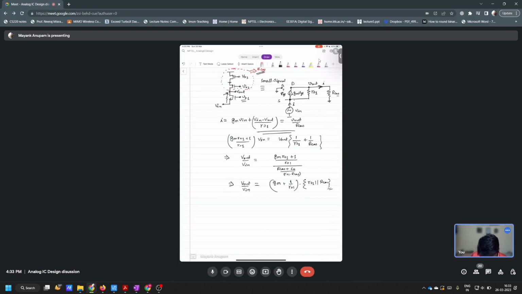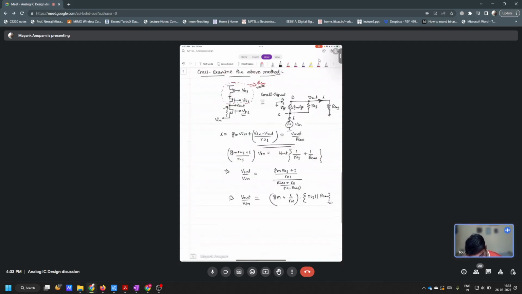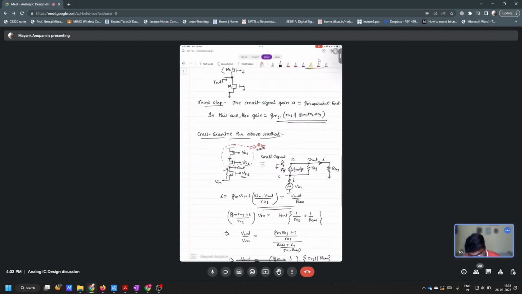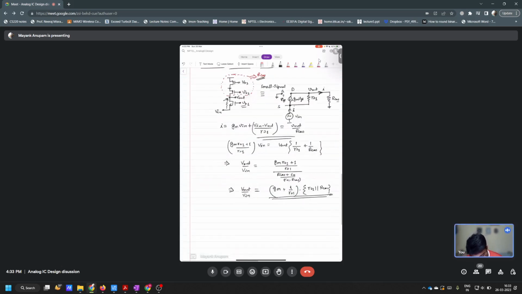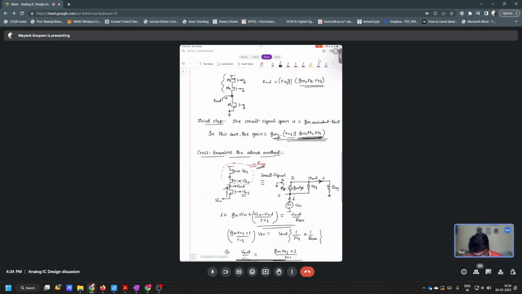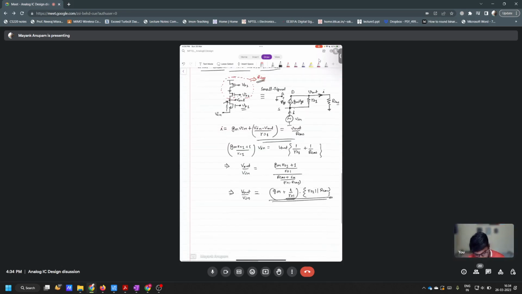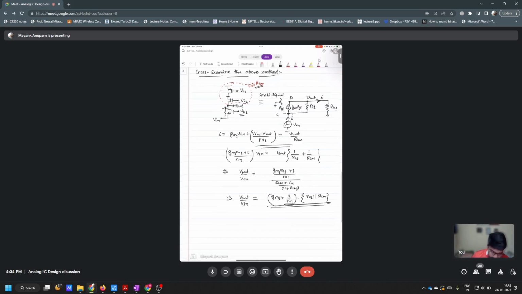Is this clear? Yes, sir. So this is what we are getting here, right? Gm plus 1 over RO1 times RO1 parallel R cascode, and here we are getting only Gm1 times RO1 parallel R cascode. So basically R cascode is this, right? Yes, sir. So here we are also getting this 1 over RO1. So what is wrong? Sir, normally RO1 is very much greater than 1, so the 1 over RO1 can be neglected.